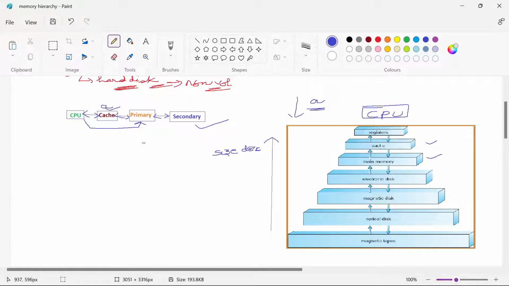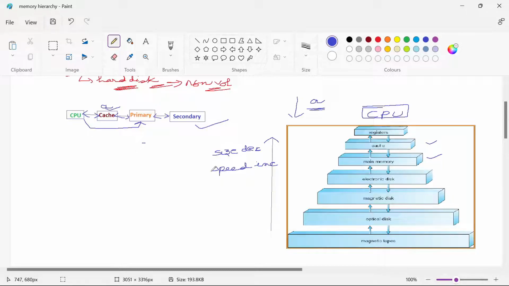But if you are talking about the speed, then the amount of time required to access the data by the CPU from the registers is less when compared to the cache memory, when compared to the main memory, when compared to the secondary memory storage. So you need to understand speed. Whenever we are talking about speed, speed increases in the sense the amount of time required to access will be less.